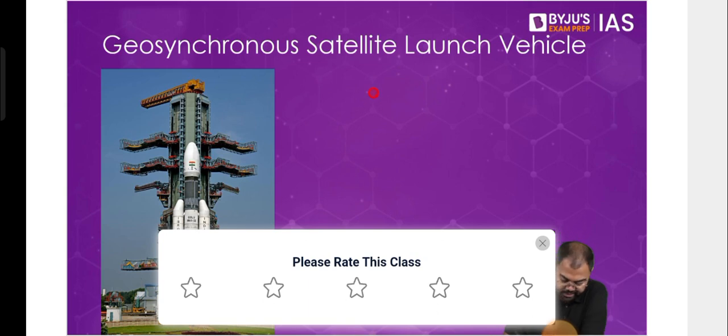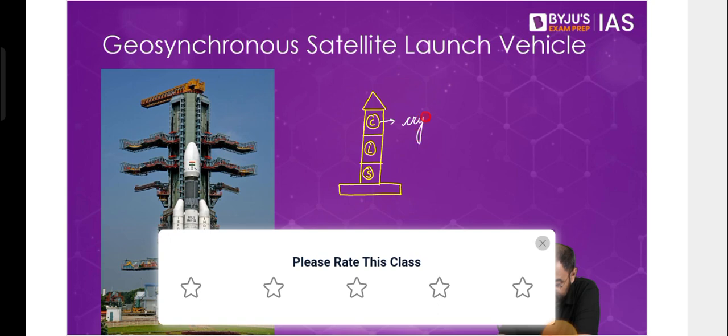Now, in the case of GSLV, forget about the actual picture, look at the picture that I am drawing for you. This time there are 3 stages. You again have a solid stage first, then a liquid stage, and then after that a cryogenic stage. So this time things change. We have a new entry, and this new entry is cryogenic. So what we use here is a cryogenic fuel.